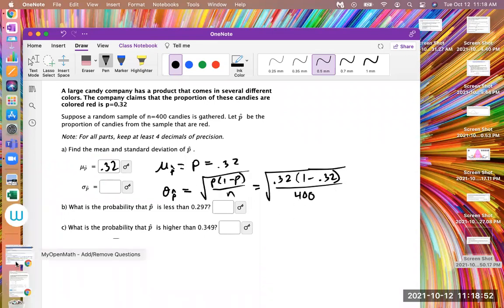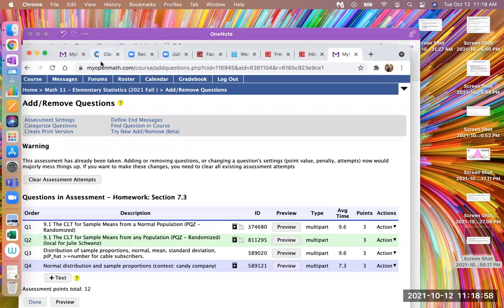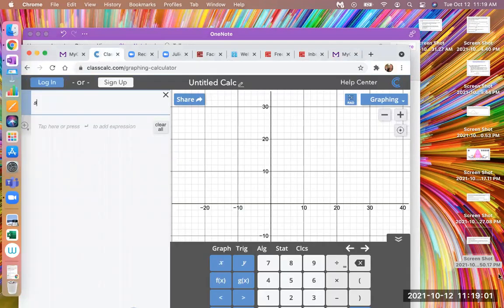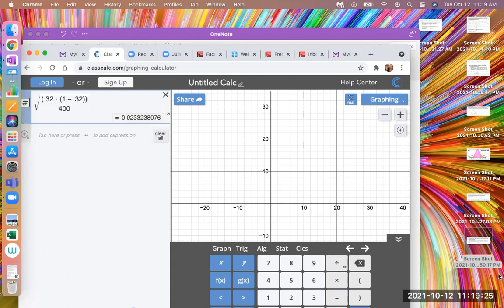So I'll just put that into my calculator, and they want us to be accurate to 4 decimal places. So let's go to the class calculator and press square root, SQRT. Then I put in parentheses to let it know this is all in the numerator: 0.32 times, in parentheses, 1 minus 0.32, then one more parentheses to show it's all in the numerator, divided by 400. And they give me 0.0233. 0.0233 is our answer.